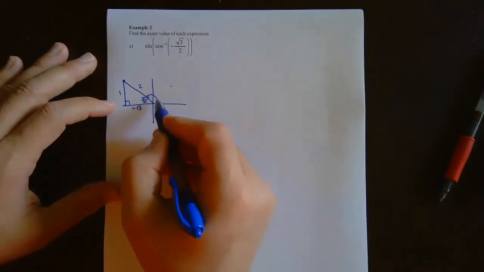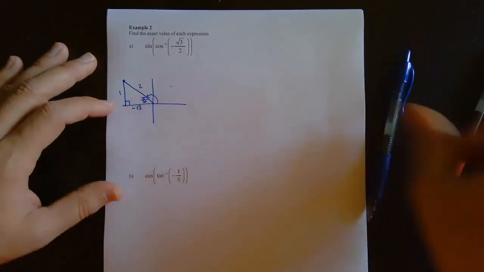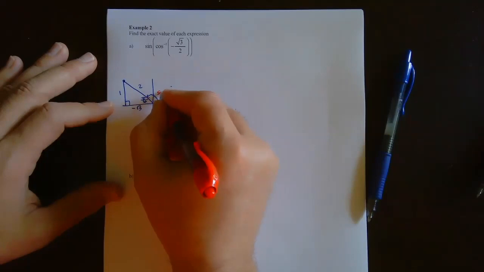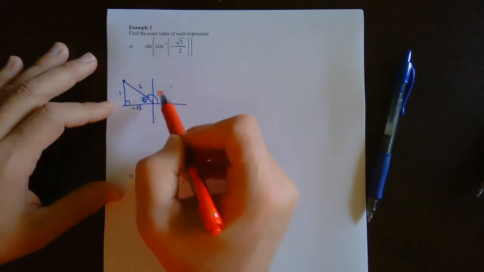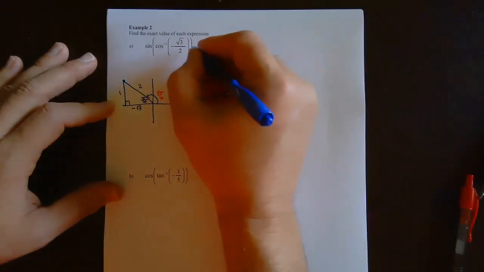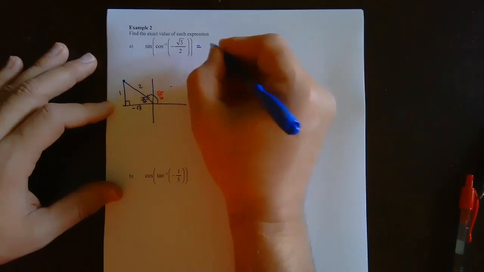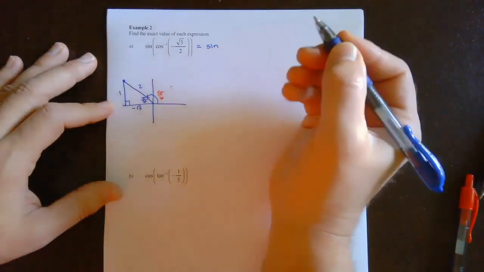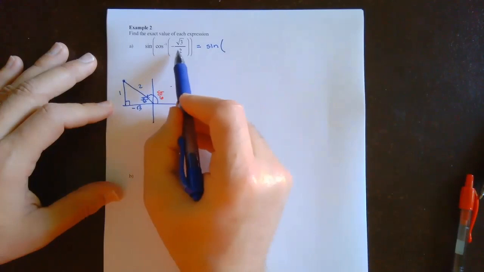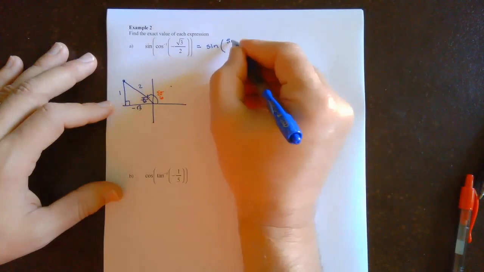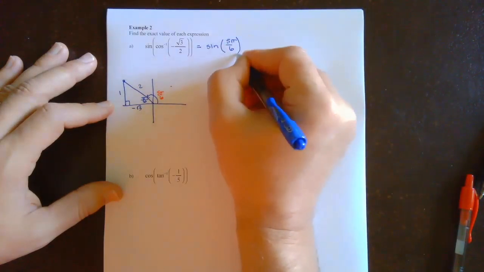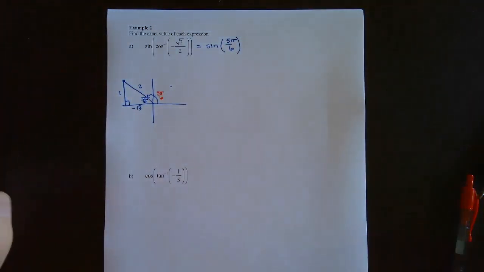Okay, so what's this angle of rotation? Well, this would be 5 pi over 6, right? Which means cosine inverse of negative square root of 3 over 2 is 5 pi over 6. Okay, so this is equal to sine of, okay, so what was cosine inverse of negative square root of 3 over 2? It was 5 pi over 6. Now we have to figure out sine of 5 pi over 6, right?